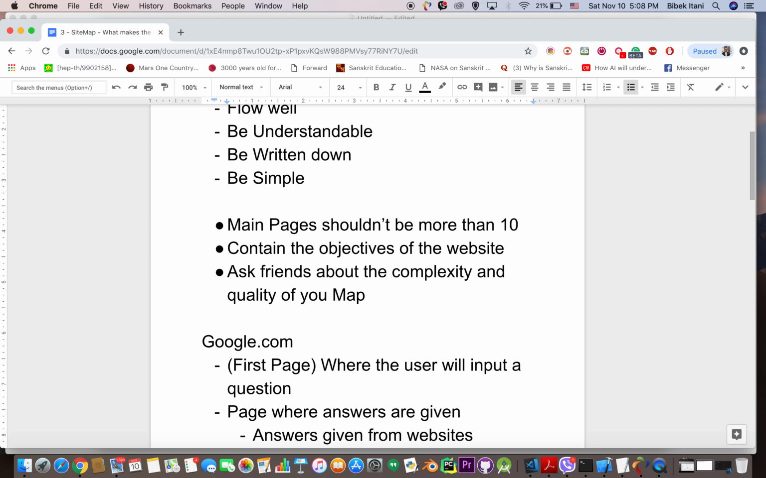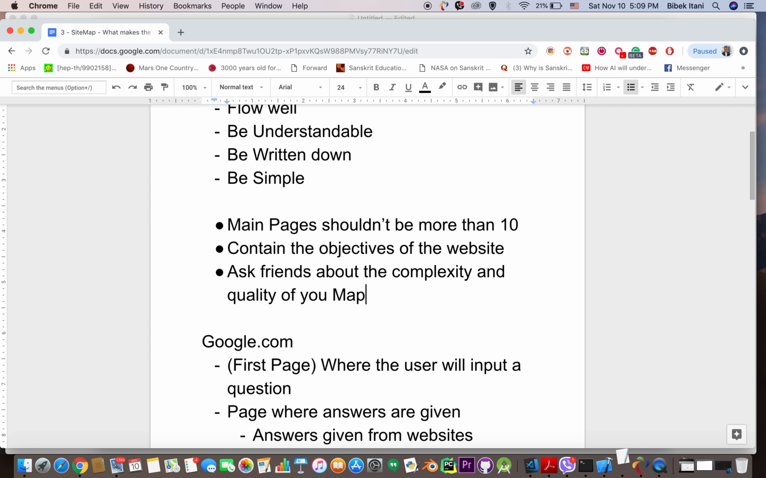if not the most important, among the most important. I would say sitemaps are the most important thing when it comes to web development. They are even more important than knowing all the web languages, because you can know all the web languages and build a slum on the internet. You can build a poor website.